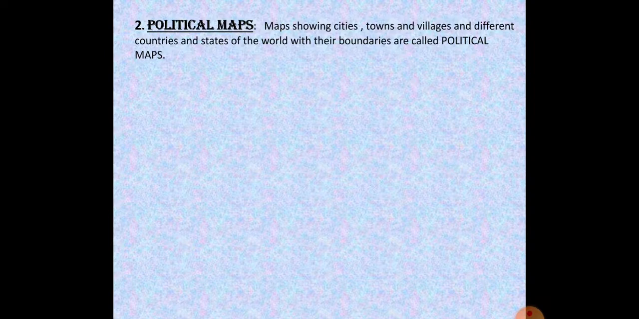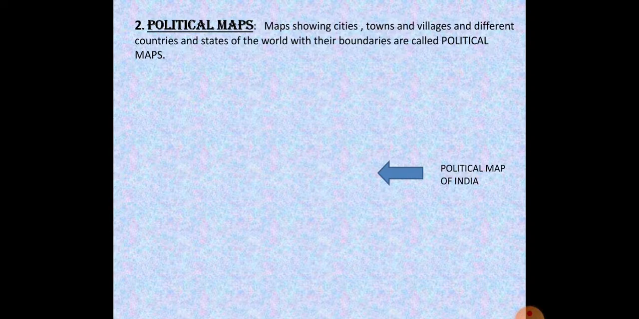The second one is political maps. Maps showing cities, towns, villages and different countries and states of the world with their boundaries are called political maps. What is a political map? Maps showing different countries or states of the world or villages with their boundaries are called political maps. Let us see the example of the political map of India.